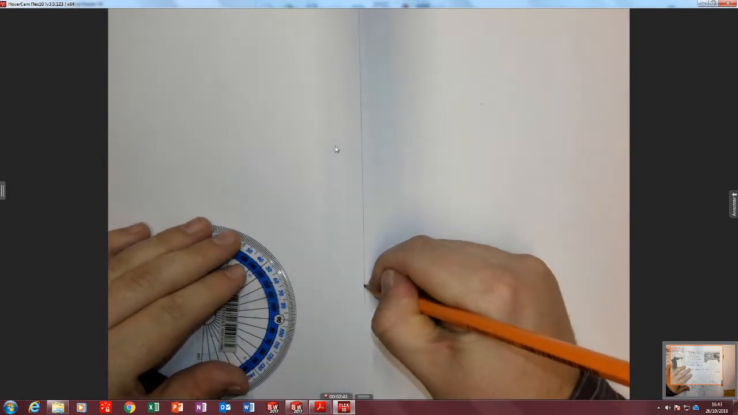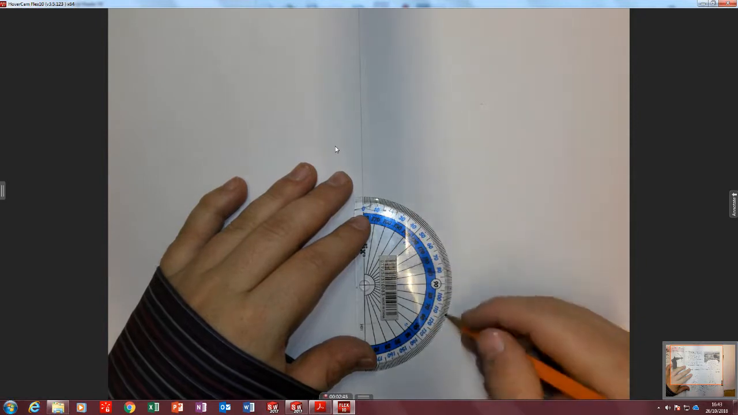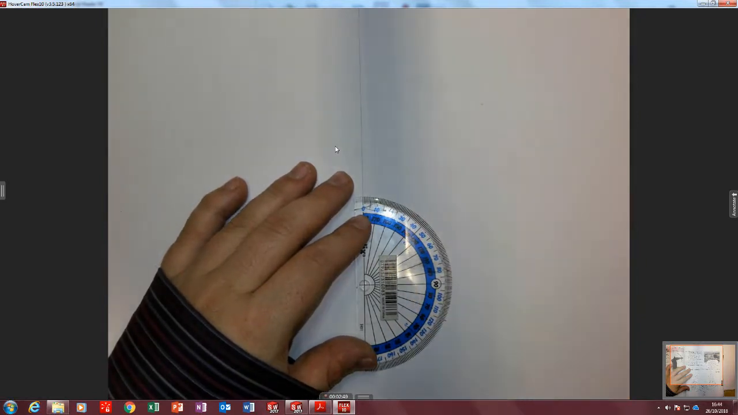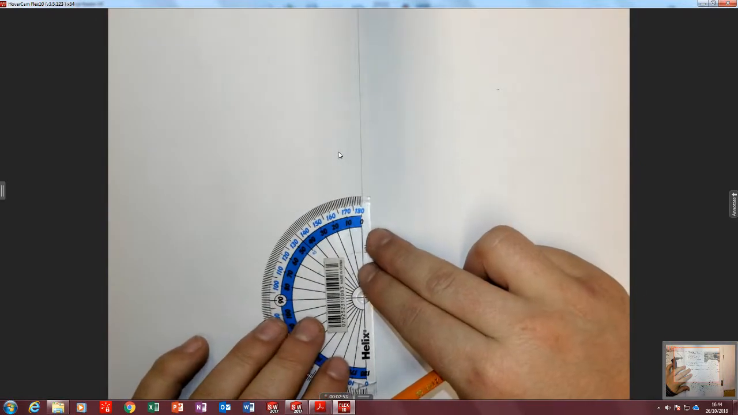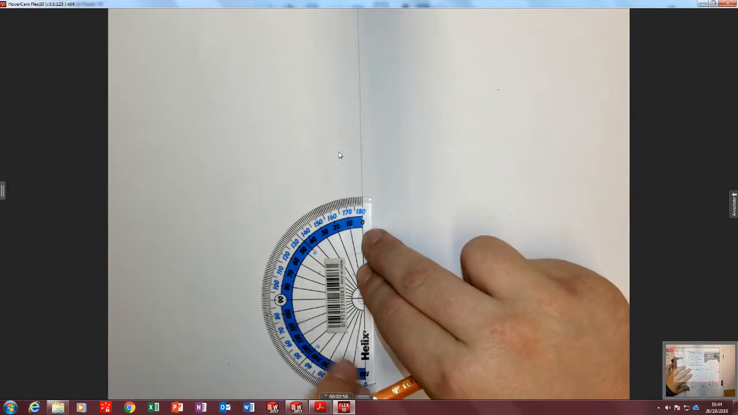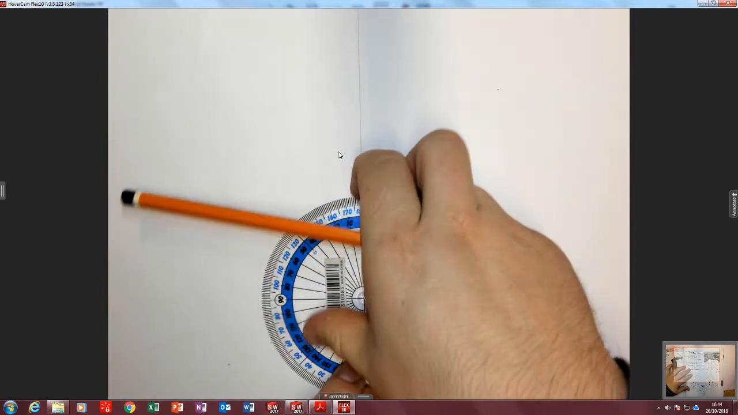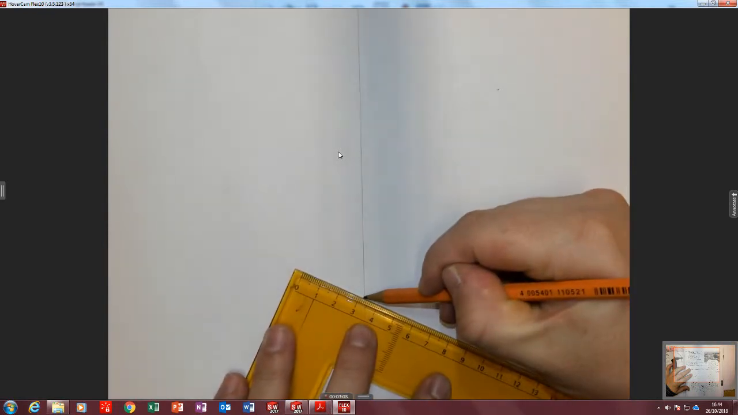So we're going to pick a point here. We're going to measure an angle of 115 degrees. So there's our point there at 115. And then on the other side we're going to measure again at 115 degrees. Be careful not to do 105 by accident, a mistake many students do make. We're going to draw in our two lines here.